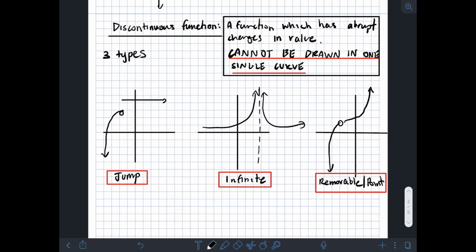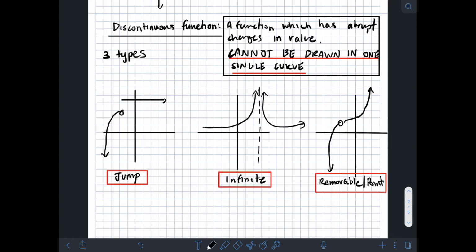Discontinuity is the opposite of continuity. Discontinuous functions cannot be drawn out in a single, unbroken curve and do exhibit abrupt changes in value. There are 3 types of discontinuities to keep in mind. The jump discontinuity, which is characterized by having an abrupt change in value at a given point. The limit at this given point does not exist.